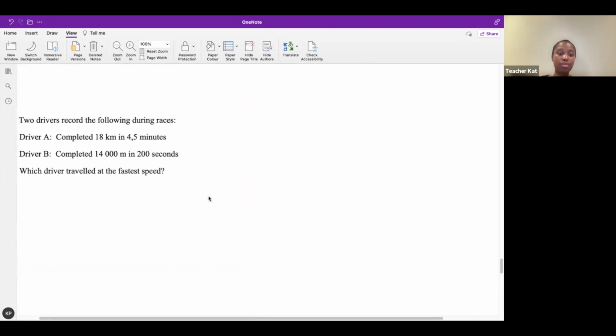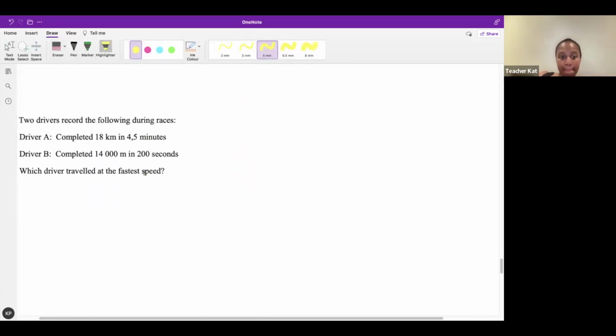Okay, two drivers record the following during races. Which driver traveled at the fastest speed? So these are both speed questions. Okay, so remind me again, what is the formula for speed? I'm going to write here driver A. Remind me again my formula for speed. Nice, guys. Speed is distance over time.